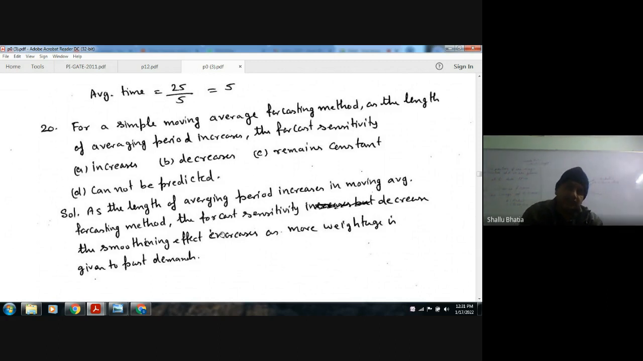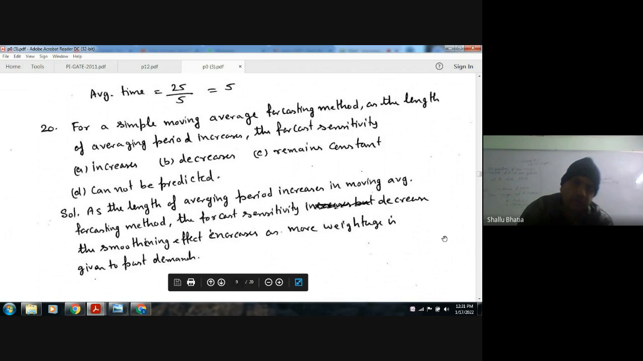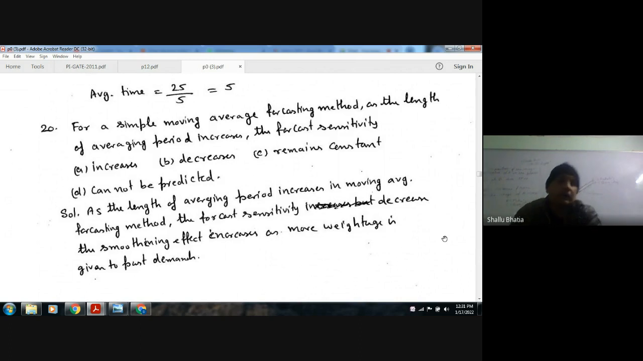The smoothing factor increases as more weightage is given to recent data. As the length of the period increases, we include more past demand, and we do not put emphasis on the recent demand. The forecast sensitivity always depends upon the recent demand, so it decreases because less weight is given to the recent demand.